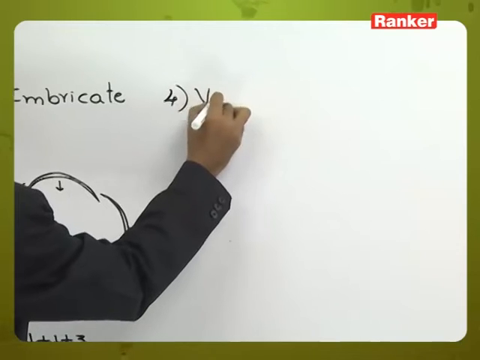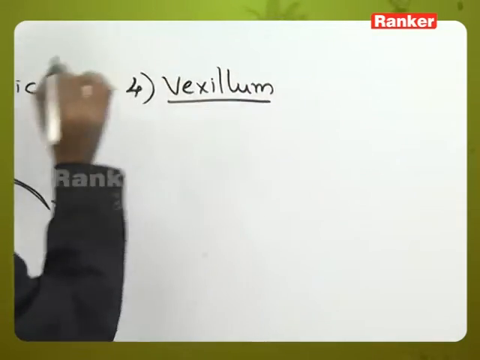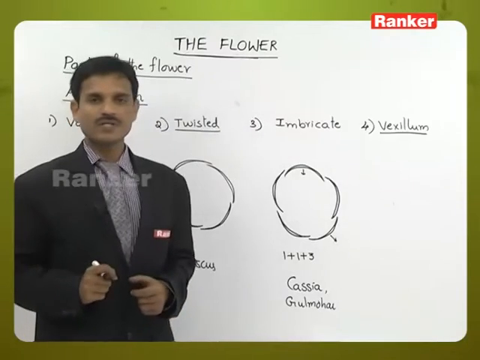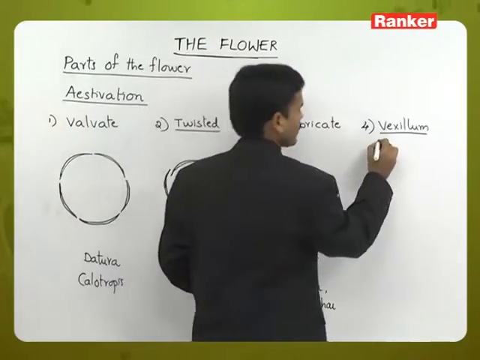Next, the fourth type of aestivation is the vexillary type of aestivation, vexillum. The vexillary type of aestivation is also called the descendingly imbricate type of aestivation.